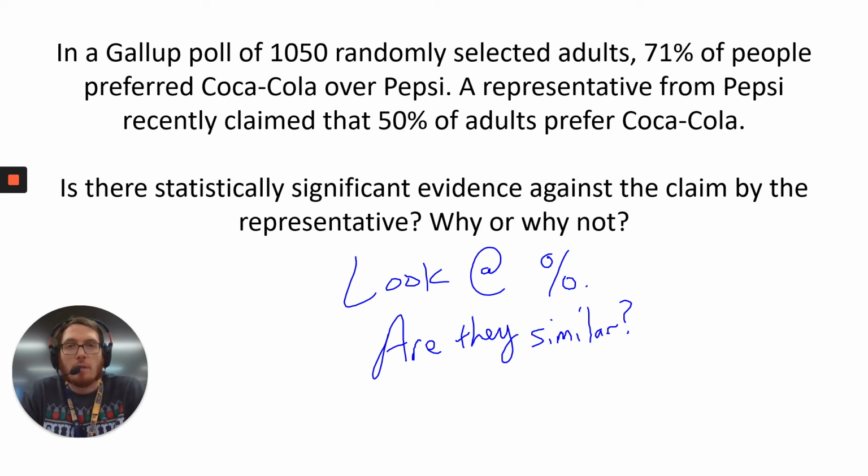The next question says a random survey of a bunch of adults, over 1,000. 71% prefer Coke over Pepsi. But then someone at Pepsi says, oh, it's 50-50. So is there statistical significance against this claim by the rep from Pepsi? And the answer is probably yes, because 71% is not very close to 50%. Now, the question is, well, how close do they have to be? There's not a set number. It depends on the data and how it's collected. And that's some of the things that we're going to be looking at throughout the semester.